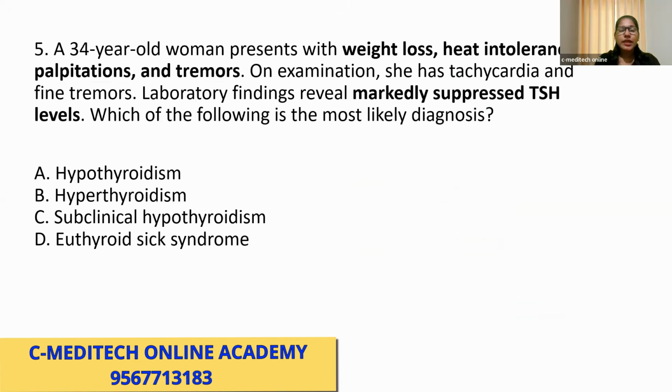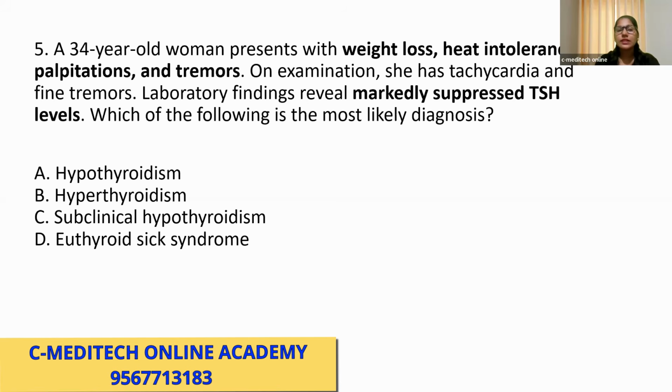Next, question number 5. A 34-year-old woman presents with weight loss, heat intolerance, palpitation and tremors. On examination, she has tachycardia and fine tremors. Laboratory findings reveal markedly suppressed TSH levels. Which of the following is the most likely diagnosis? A. Hypothyroidism, B. Hyperthyroidism, C. Subclinical hypothyroidism, D. Euthyroid sick syndrome.